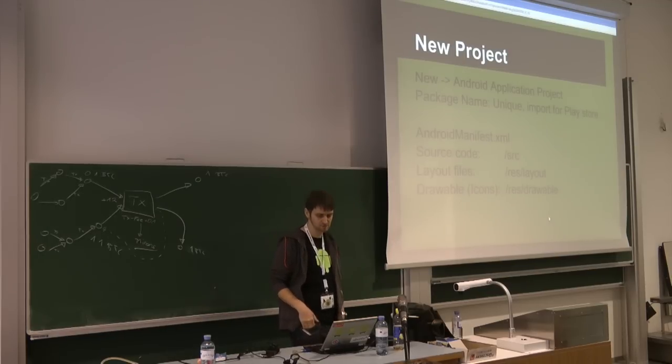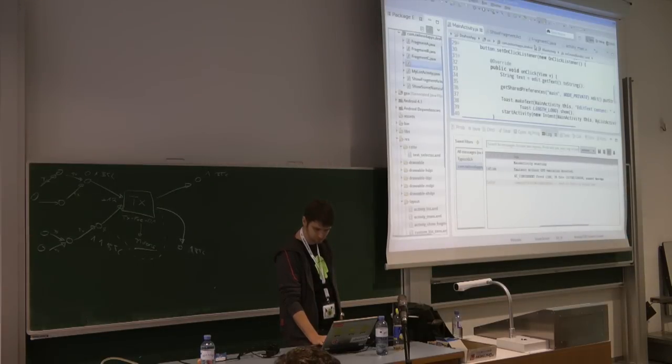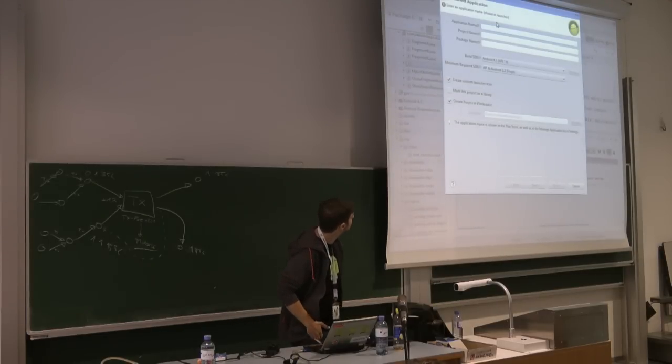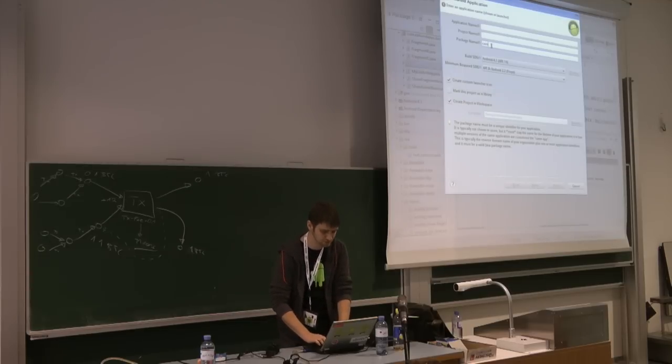So if you want to do some practice, just start with a new project. There's a wizard, so we can do it. Just try a new Android application project, and this will guide you through the creation of a project. The most important part is the package name, because the package name will later be used in the Google Play Store, so it must be unique. So we usually use our domain name. It's the same convention as the Java package names.